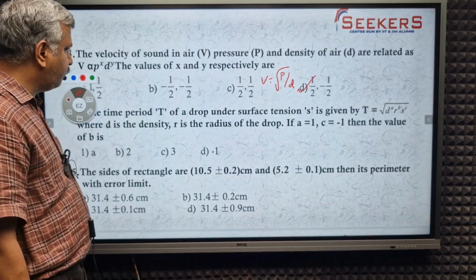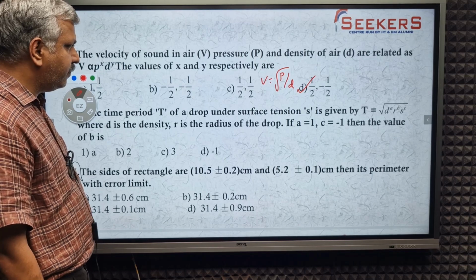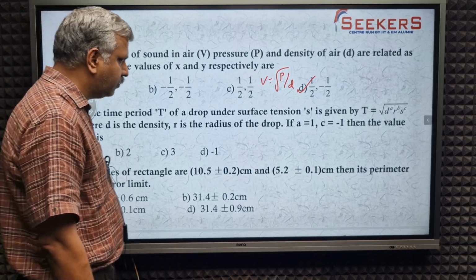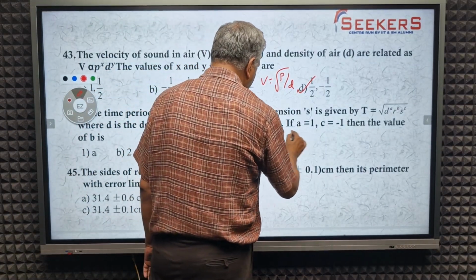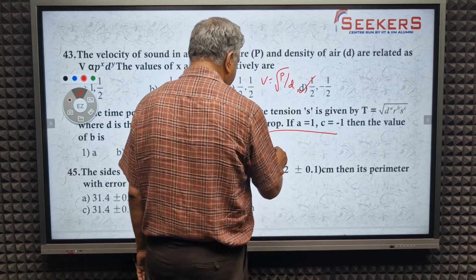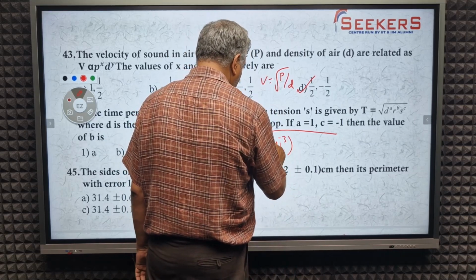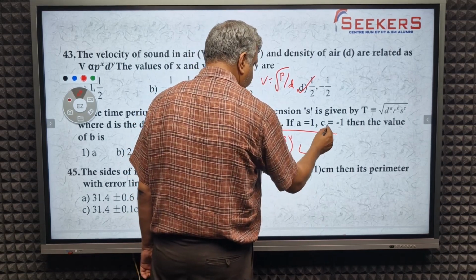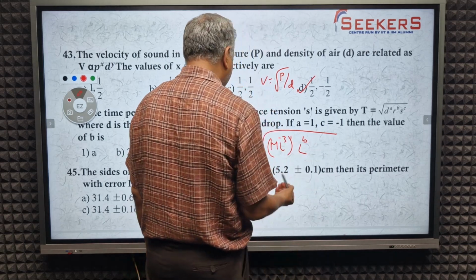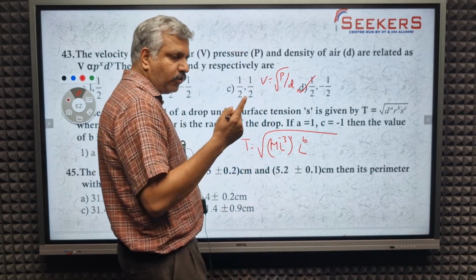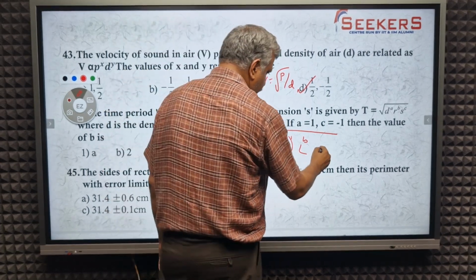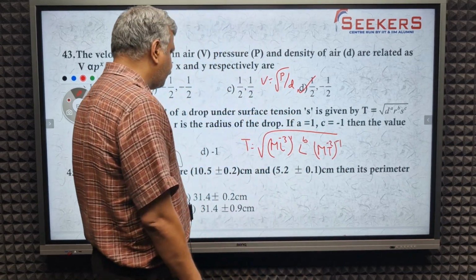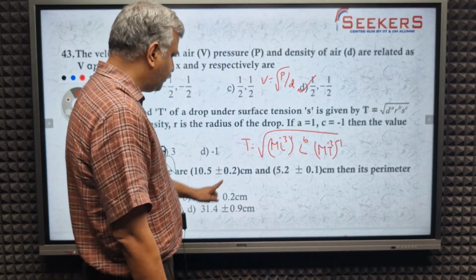The time period T of a drop under surface tension S is given as something where they have given you different things. They are asking you for the value for B. So time period T is equal to square root of D, where D is the density, so M divided by L power minus 3, whole power A. A is given to me as 1, into R. R is the radius, so L power B, into S. S is surface tension. Surface tension is force per unit length or energy per unit area. So it is equal to M T power minus 2, whole power minus 1. Now they are asking me for the value for B. I can find out the value for B. So basically I should get T.